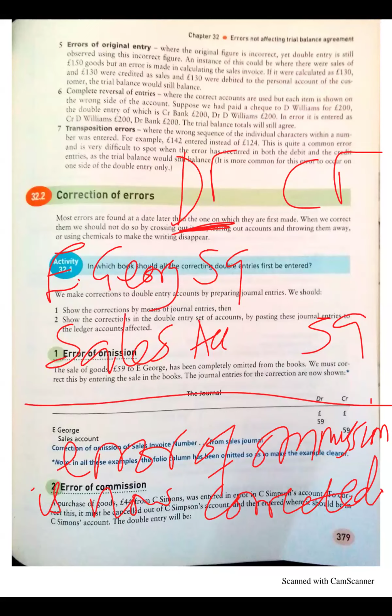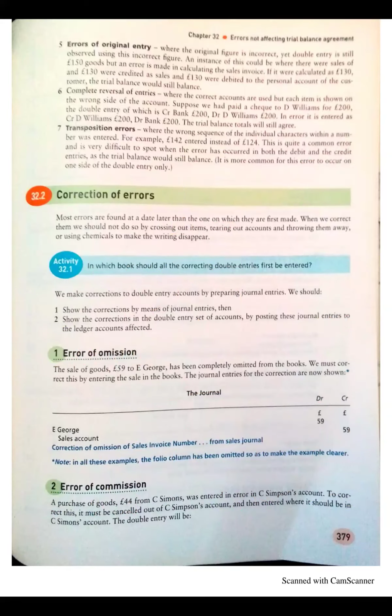Is there any question on how to correct the error of omission? Very easy. Read the question, pay attention, and then you check the account which should be debited as you're correcting the error. This is the first account that you should start with. And then the corresponding account should be credited. Do we have any question from anyone? Okay. If we are good, then we can proceed.